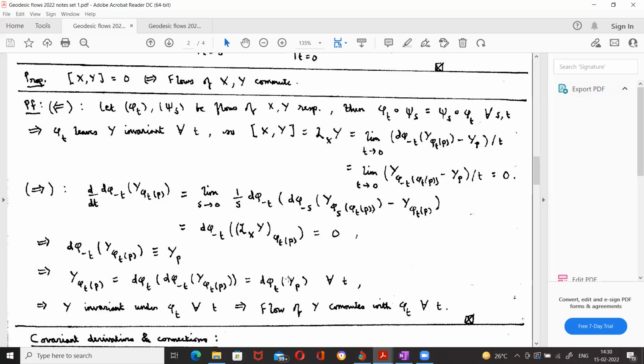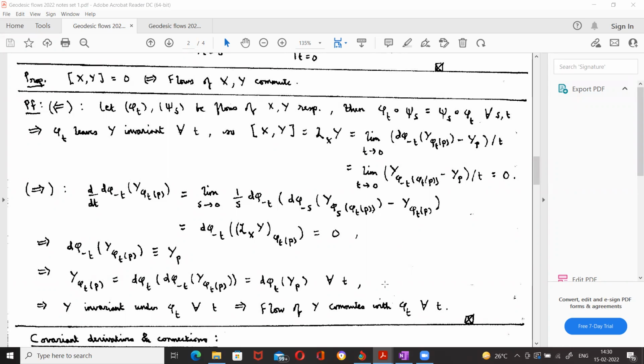This means that Y is invariant under phi t, right? Y is phi t invariant. So therefore, Y is invariant under phi t for all t. This is true for all t. But what does that mean? That means that the flow of Y commutes with phi t for all t, right? This is by the previous proposition. And that proves what we want, right?